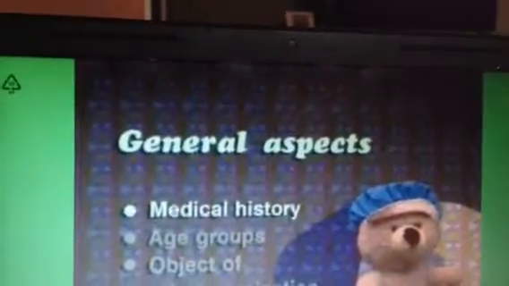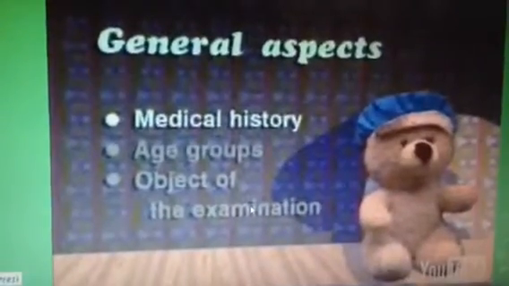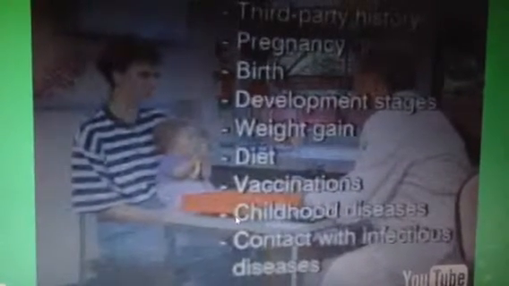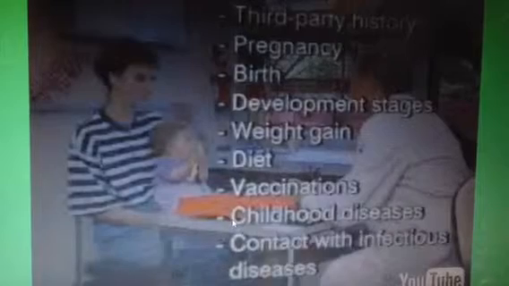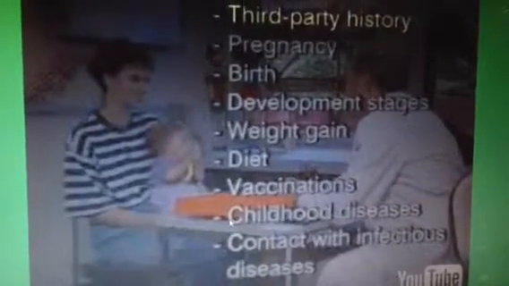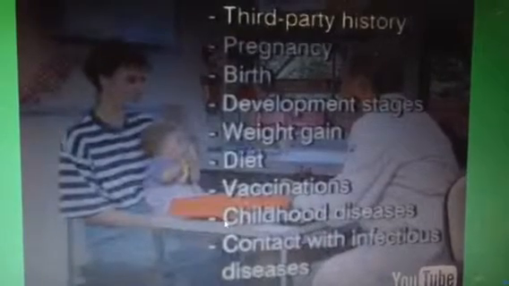Prior to the examination, a medical history must be drawn up. The medical history of a child differs from that of an adult in the following ways. The medical history of a child is often a third-party history, which means that the information is provided by his parents or by someone else caring for him.